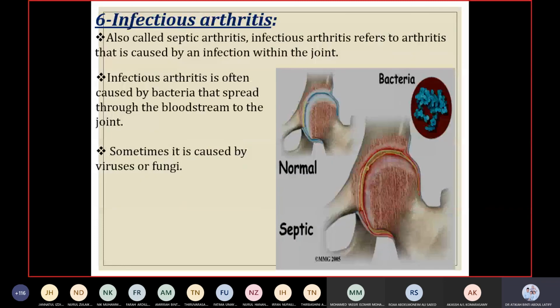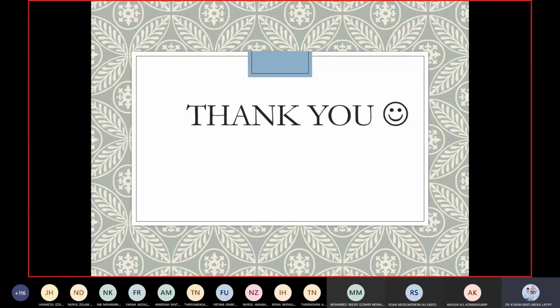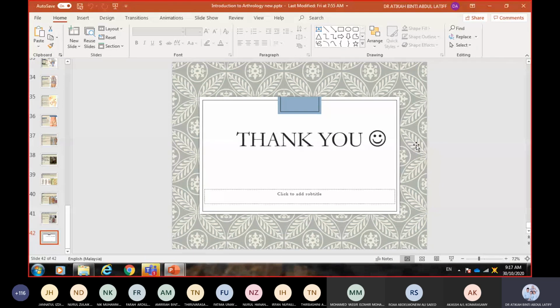Okay, next is infectious arthritis or septic arthritis. As the name suggests, it is infection inside the joint. Remember, the blood supply comes from the adjacent bones beside it. So any infection around the area can be brought by the blood into the joint cavity as well. Because of that, this can cause septic arthritis or infectious arthritis. Okay, so I think that's all for this lecture. Thank you very much.